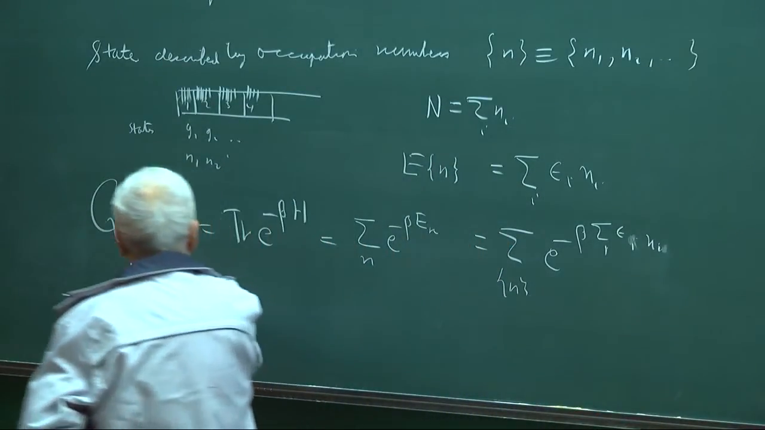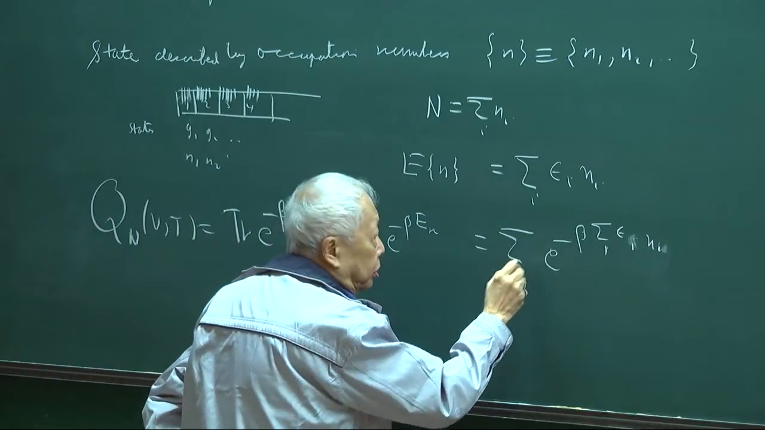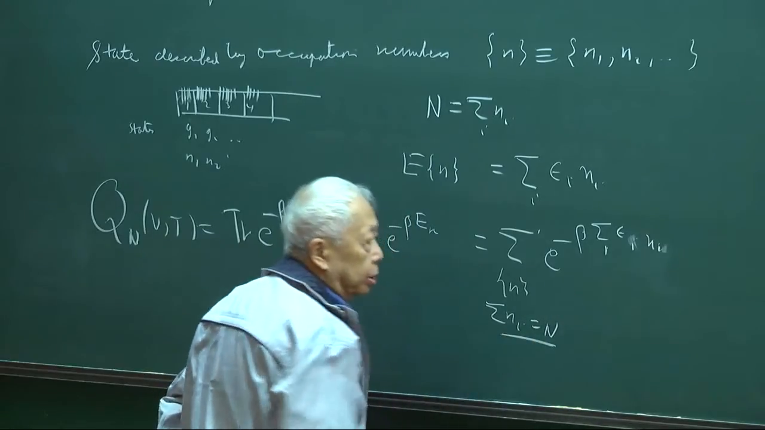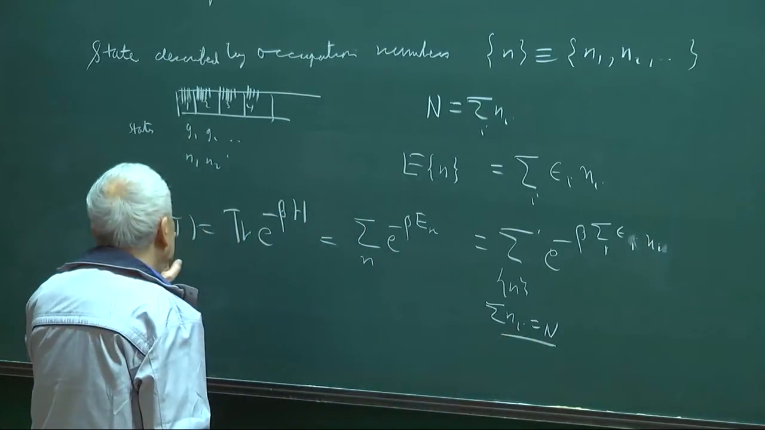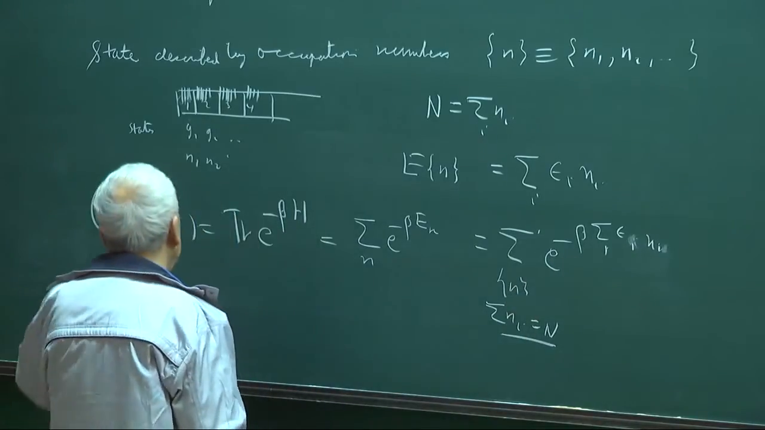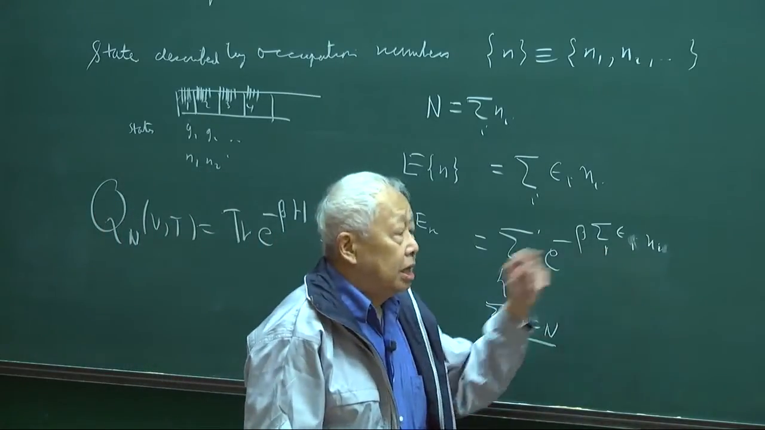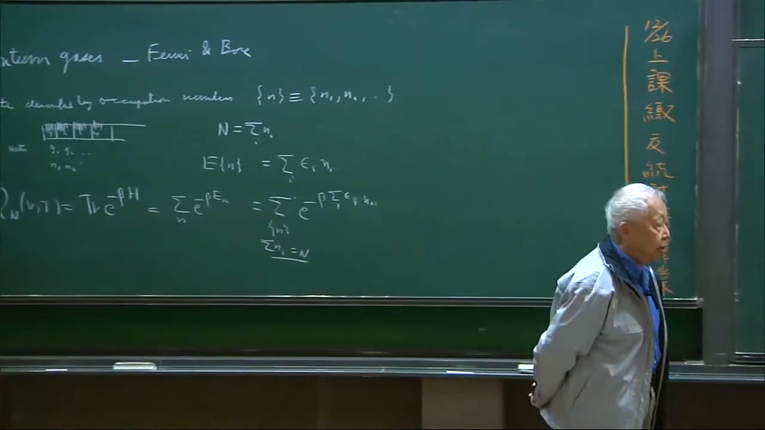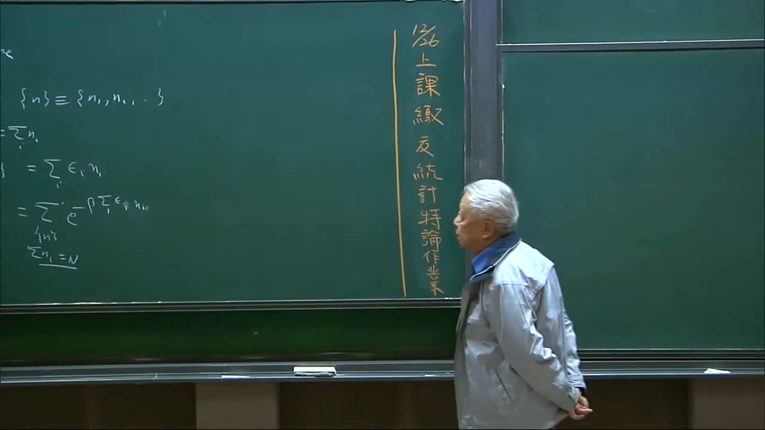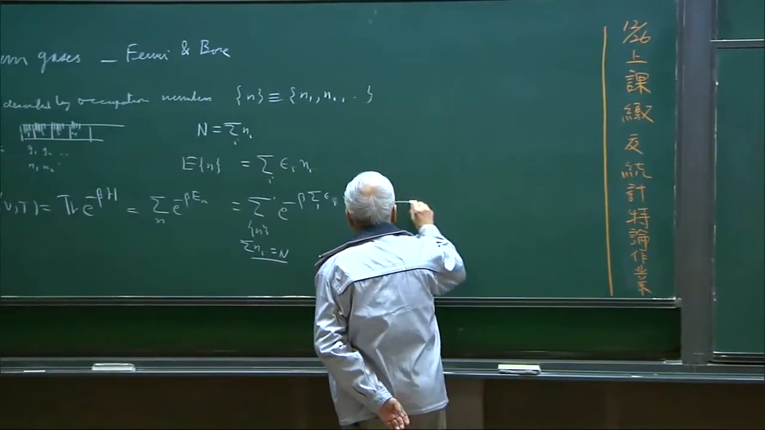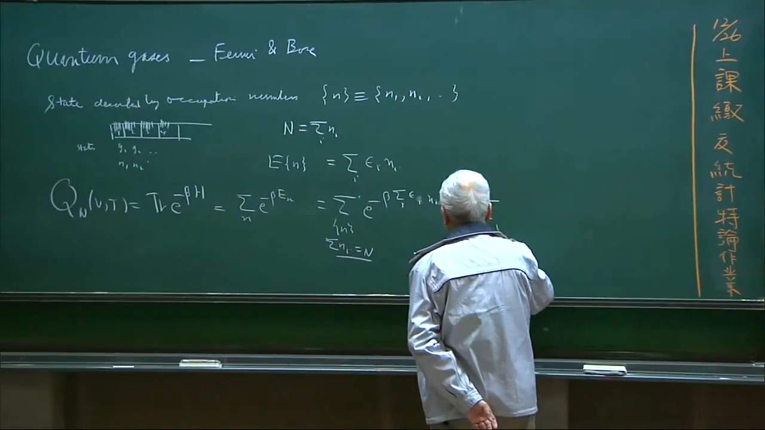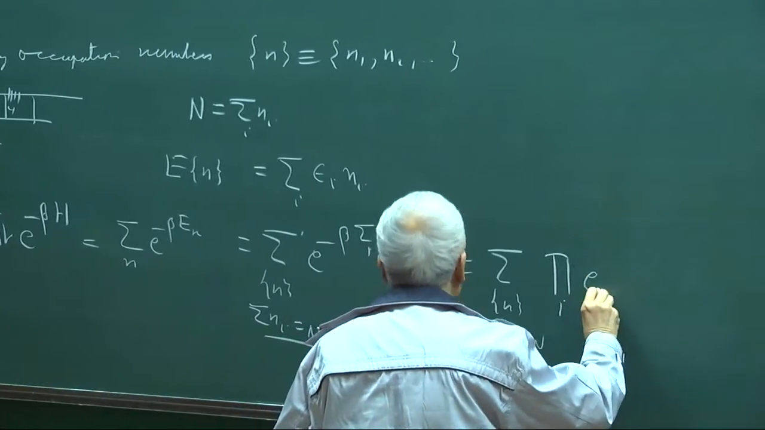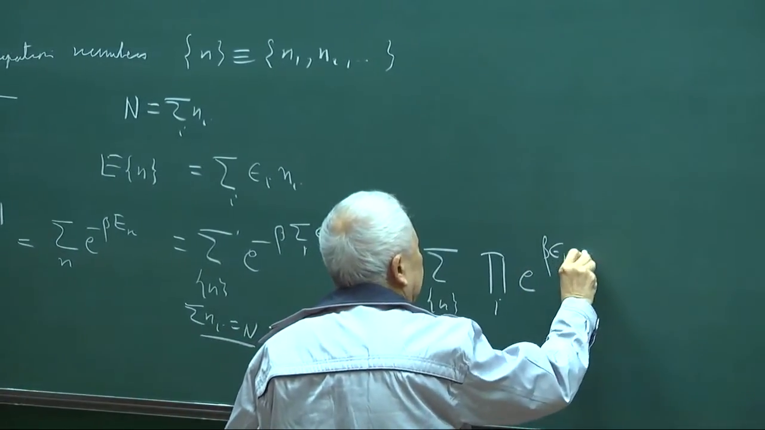Notice that the sum is specified by the fact that there's a condition here. The condition is that the sum of all N_i is equal to N. That's a constraint on the sum, and this gives you this N. T is in beta, 1 over kT, and V is contained in the fact that the quantum mechanical levels are defined in a box of size L, and V is L cubed. So you know where the variables come from. Of course, you can write this as the sum over the set N of the product over all i of e to the minus beta epsilon_i N_i.